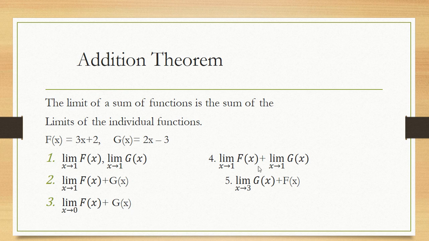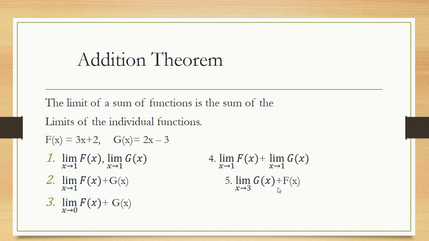The same with this. The limit of f of x as x goes to 1 is 5, and the limit of g of x as x goes to 1 is 2 times 1 minus 3, which is negative 1. Then 5 plus negative 1 is positive 4. So you will notice that number 2 is equal to number 4 because they have the same answer. That is our theorem. But proving this one is not in our scope.